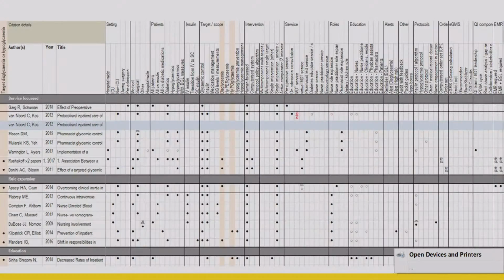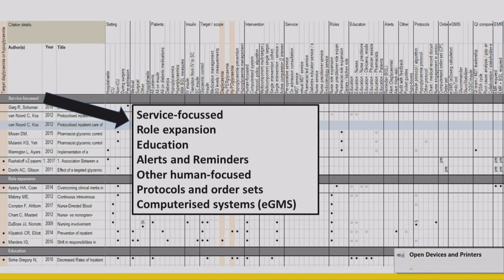So this is Jodie's piece of art. She's a data artist, I like to call her. It's a beautiful thing. And I'm just going to highlight some of the key aspects of this spreadsheet. On this left-hand side, Jodie's categorized the interventions into the different sorts of interventions. So we've got 7 categories of interventions: service-focused, role expansion, education, etc.